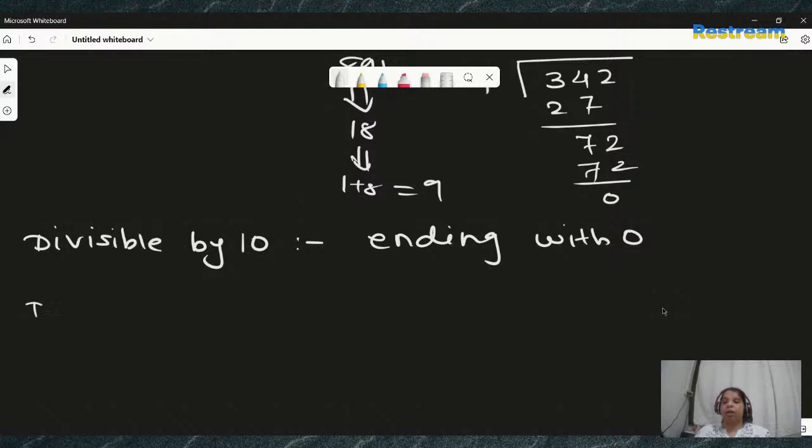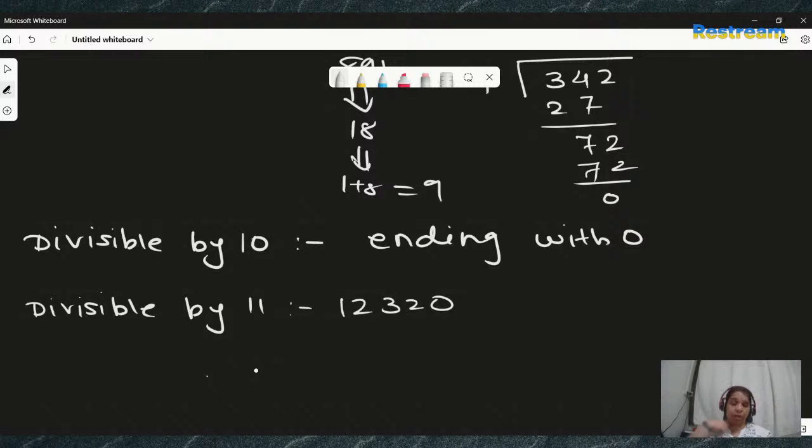Okay. Next one is divisible by 11. Now this rule is slightly complicated. What this rule states is that if the difference between the sum of odd placed numbers and the sum of even placed numbers is either 11 or 0, then the number is divisible by 11. So let's take a very huge number. Let's say I have a very huge number, 12,320.